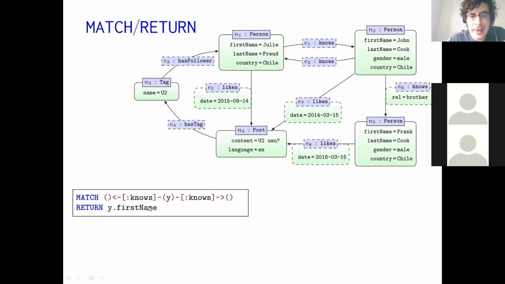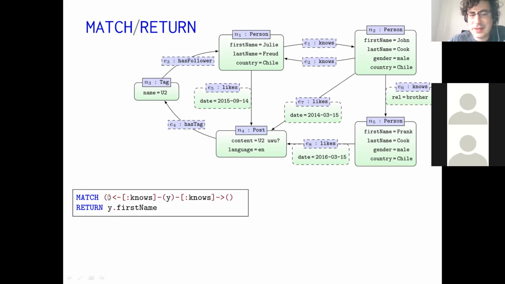Okay. So in this case, we're looking for Y such that Y knows some node and Y knows some node, okay? And we are matching the first name of Y. So, okay, let's have a look at some of the examples. Y could match to N2 because N2 knows N1 and N2 knows N5. Okay, so this would seem to be a match, so we would expect the first name of N2, John, to be returned. What about N1? Well, N1 knows N2, but N1 does not know any other person, right?